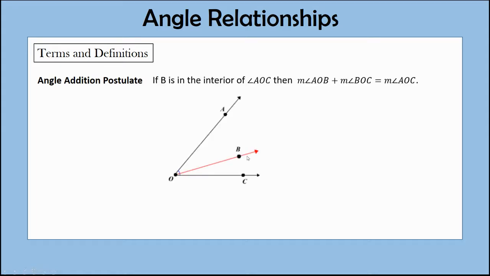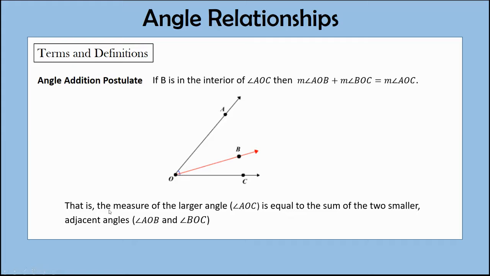The angle addition says this: if B represents a point that's on the interior of this angle AOC, then when I draw the ray OB, I can now see that the two angles that make up this overall angle, so AOB plus BOC, have to equal the overall angle AOC. So this angle measure plus this angle measure equals the entire angle. Okay, so the larger angle is equal to the sum of the two smaller angles.